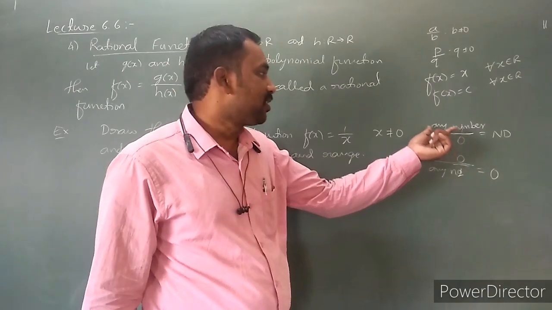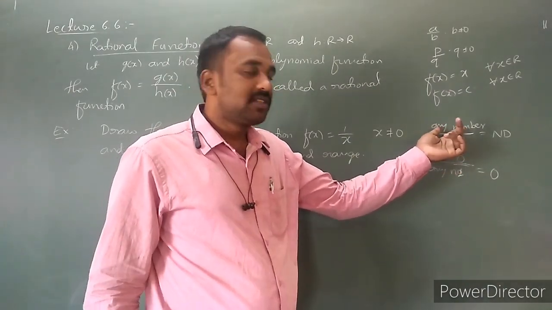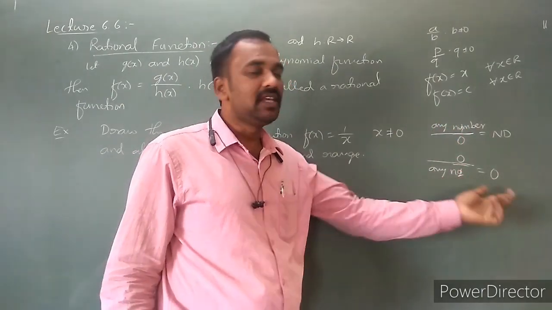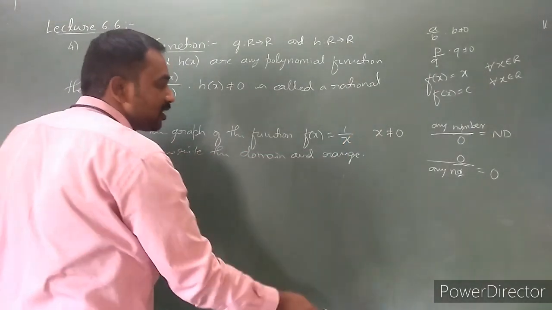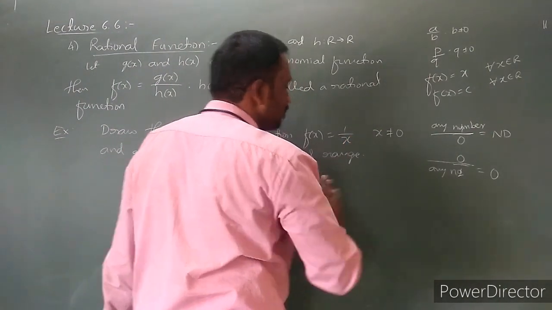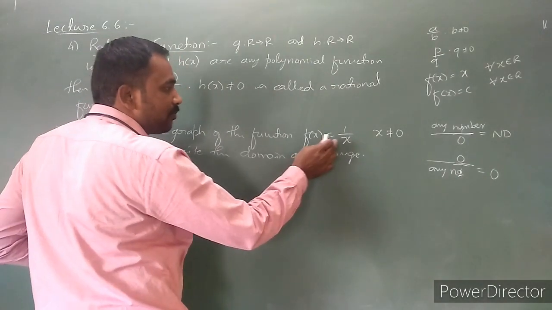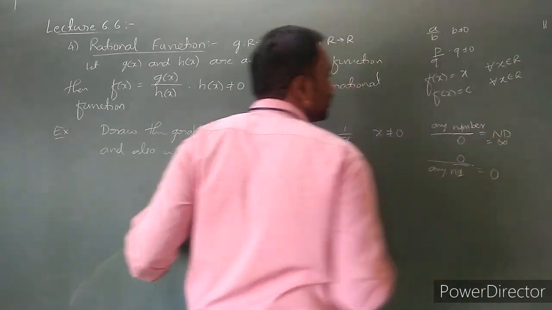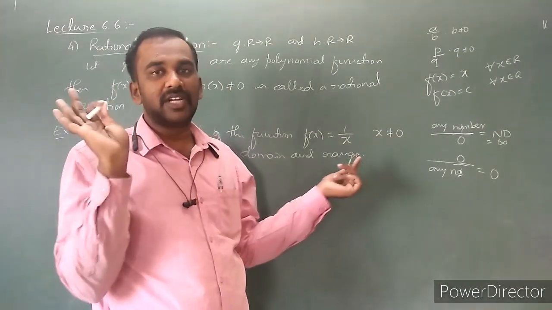Some people say anything divided by 0. Don't say like that. It is not anything; it is any number divided by 0 is not defined, or 0 divided by any number is 0. Remember, both are important. Just mention it on the first page or last page of your notes. Anyway, here 0 is not included because we are getting not defined, so they have not taken 0. Except 0, what is left? The real numbers.